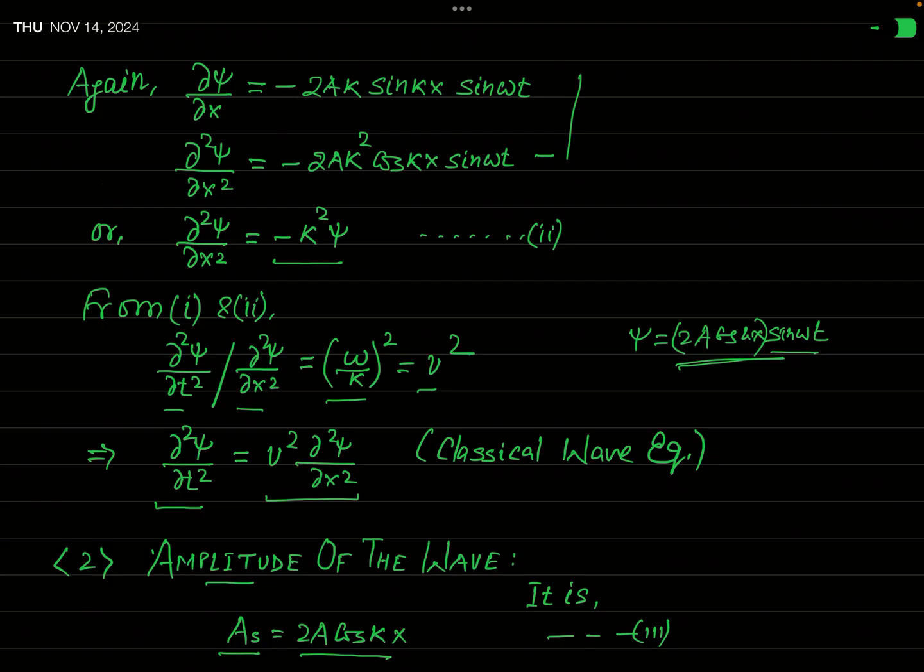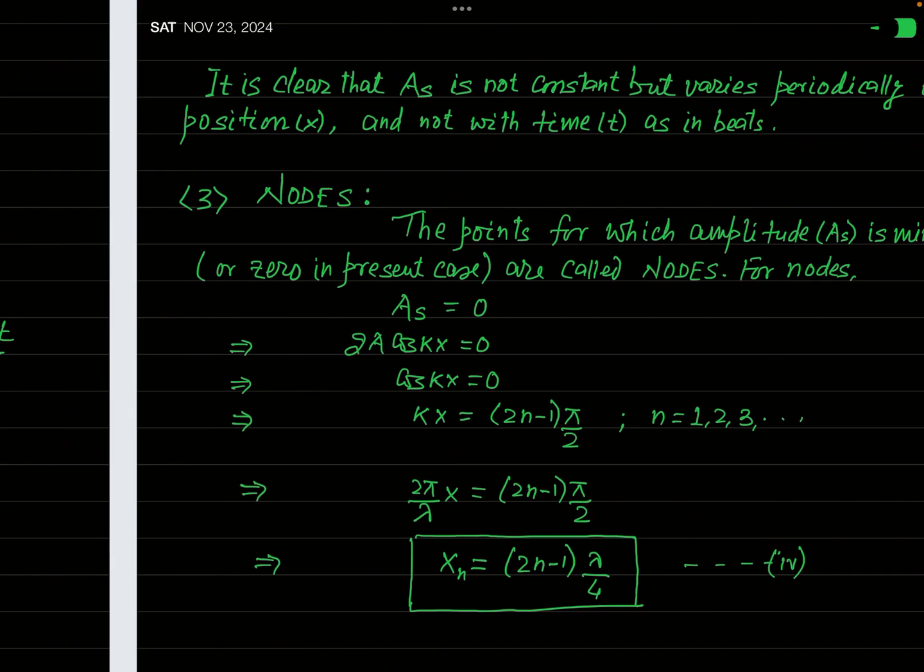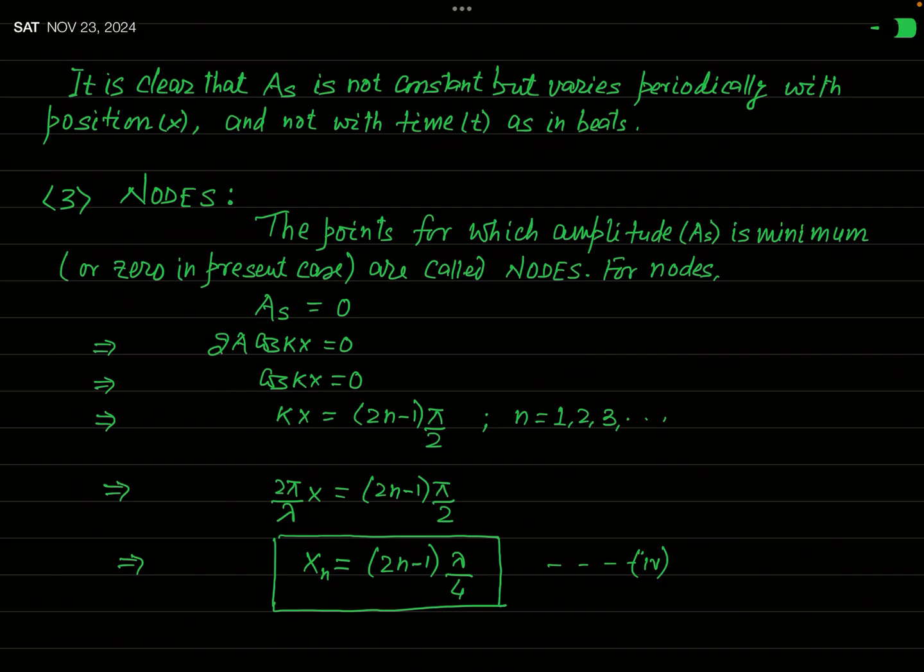Now you can see the amplitude of this standing wave is not constant. Why is it not constant? Due to the presence of this variable x. Since A_s will vary in accordance with cos kx, and you know cos kx varies periodically. So you can say that the amplitude of a standing wave is not constant, but it varies with position x in a periodic manner. But this amplitude is independent of time. It will not vary with time as it does in the case of beats.